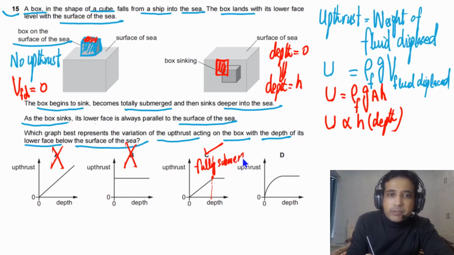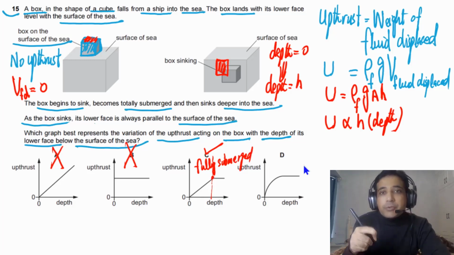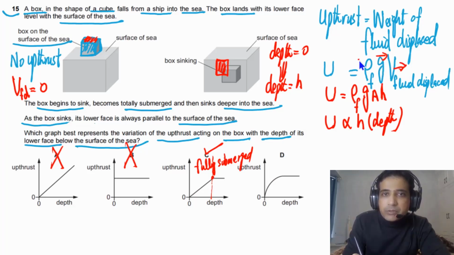After that, upthrust will remain constant because the volume of fluid displaced will be the same. g is a constant, density of fluid is constant. So upthrust will stay constant. So this is the answer. But this other one is not possible because these two quantities are directly proportional. So the answer for this question is C.